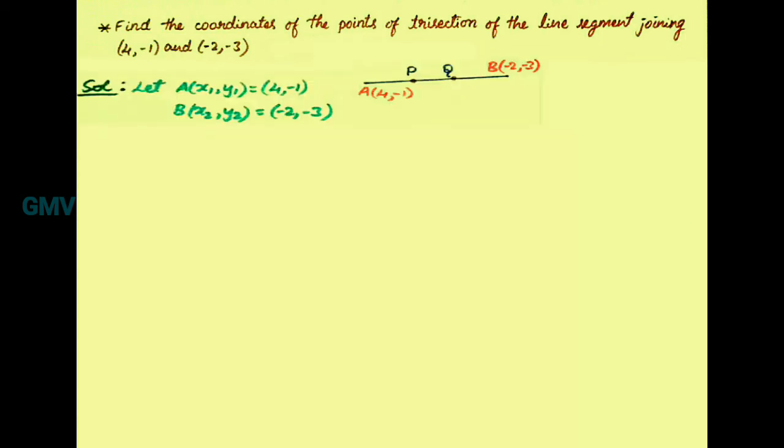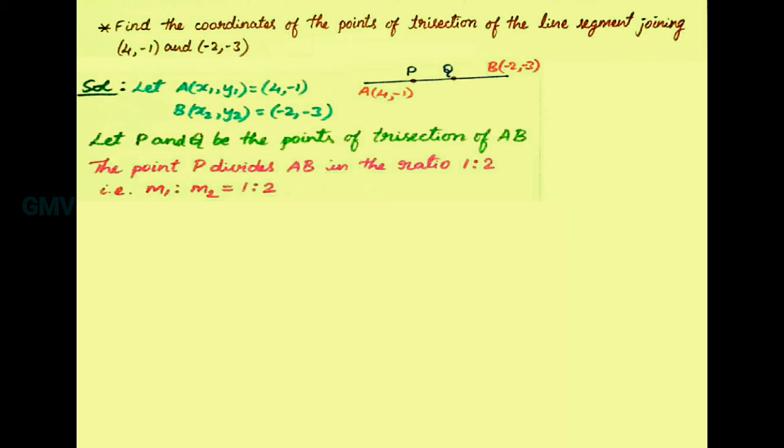Let us see the solution. Let A x1 y1 is equal to 4, minus 1. B x2 y2 is equal to minus 2, minus 3. Let P and Q be the points of trisection of AB. Here we are finding the coordinates of P and Q separately. First we have to find the coordinates of P by taking that the point P divides AB in the ratio 1 is to 2, that is m1 is to m2 is equal to 1 is to 2.